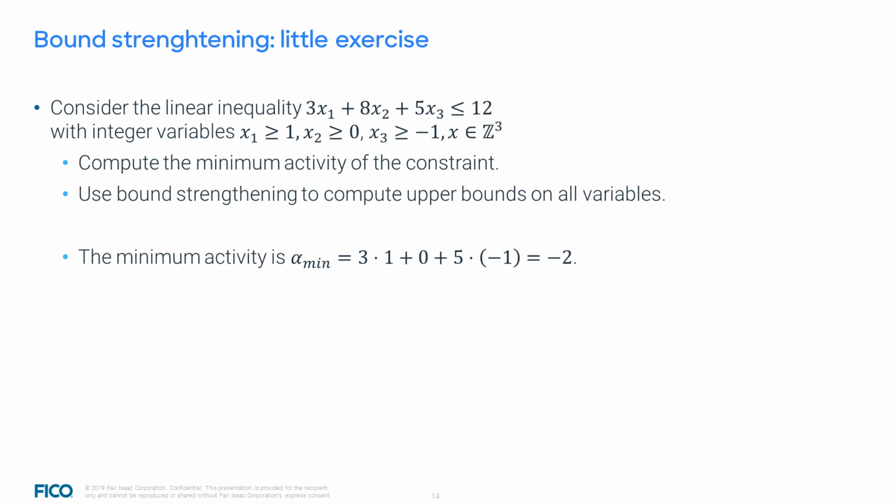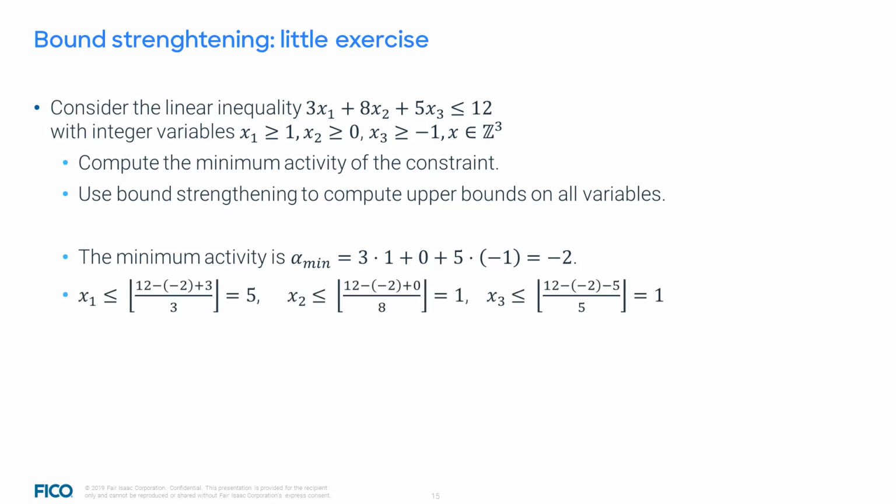Since all variables have positive coefficients, they all contribute with their lower bounds to the minimum activity. We sum up the products of coefficients and bounds and get -2 as a minimum activity. The first step is the same for each variable. 12 minus -2 equals 14 is the difference between the right-hand side and the minimum activity.